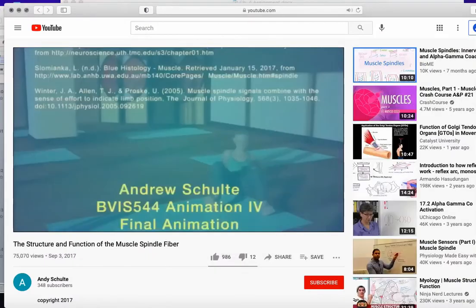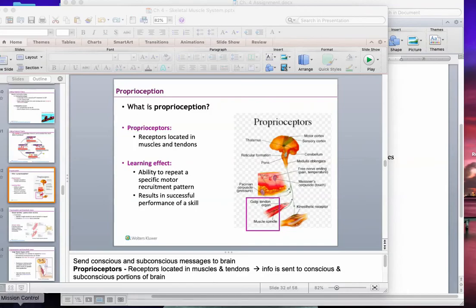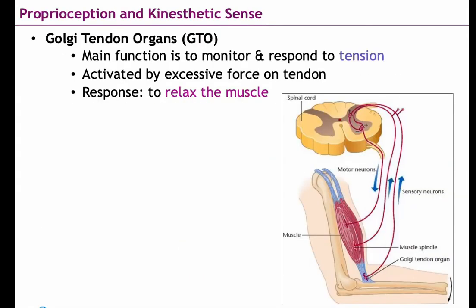Okay, so you see what the role of the spindle is. Now we have to talk about the role of the GTO, the Golgi tendon organ. GTOs are going to be a little different. These are extrafusal fibers, meaning they're outside of the muscle. They're located in the tendon, as you see down here, near the myotendinous junction. So it's right in between where the muscle belly and the tendon meet the bone.